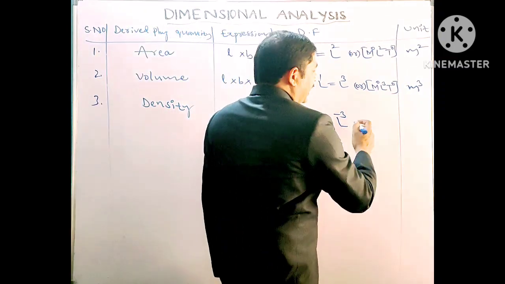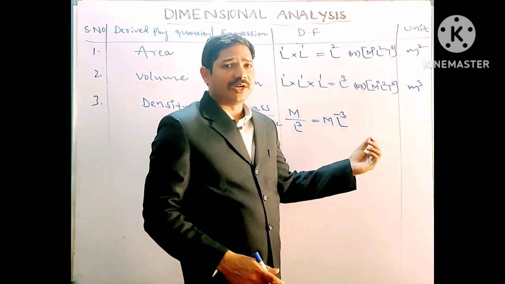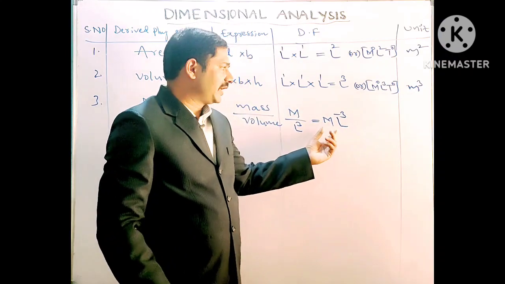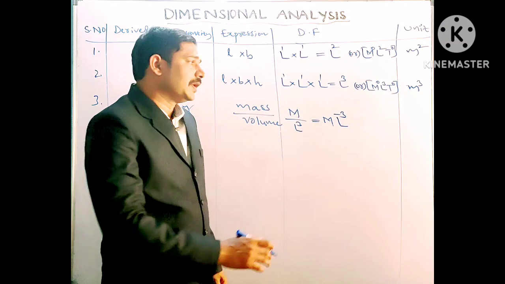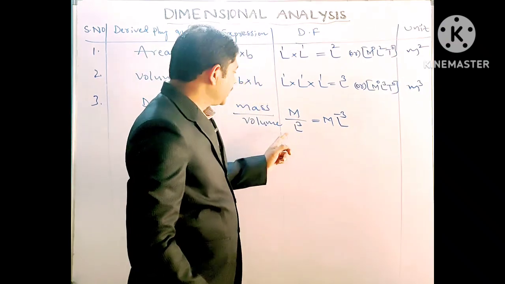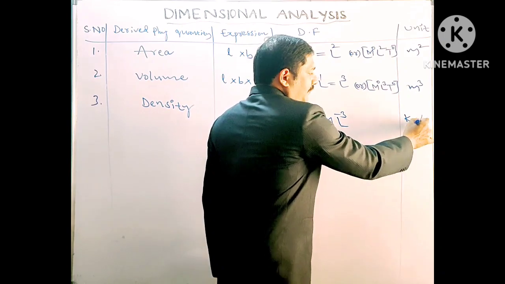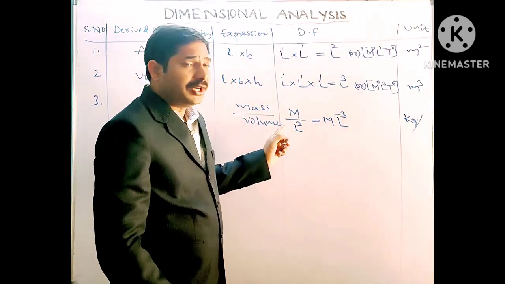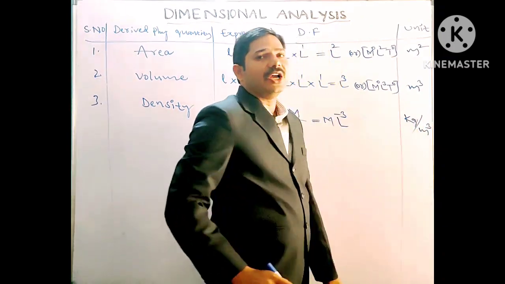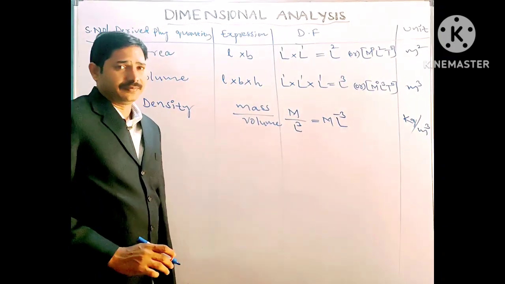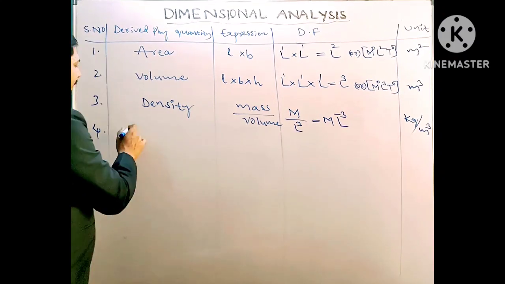Here the dimensional formula can be shown in terms of three physical quantities, or otherwise in terms of two physical quantities also. And I am writing the unit. The expression is mass by volume. Mass unit is kilogram, per volume unit, meter cube. Kg per meter cube is the unit of density. Okay. Next one, the fourth one, I am taking speed.